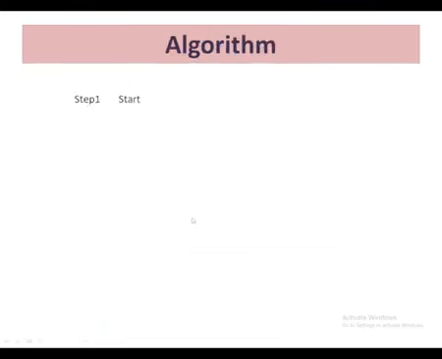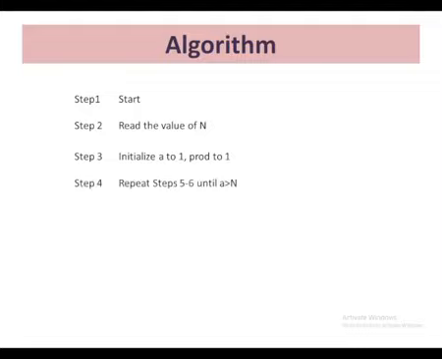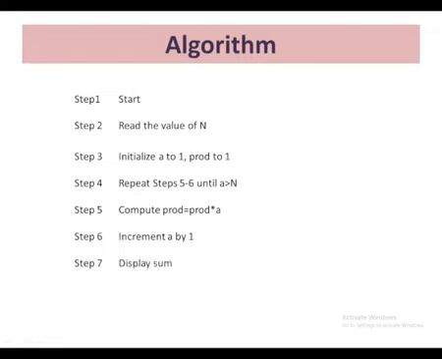So the algorithm is: start, read the value of n, which is your input, and initialize a to 1 and product to 1. The same steps I have written, but the only thing I have changed here is product equals product into a, and increment a by 1 and display the product. That's it.